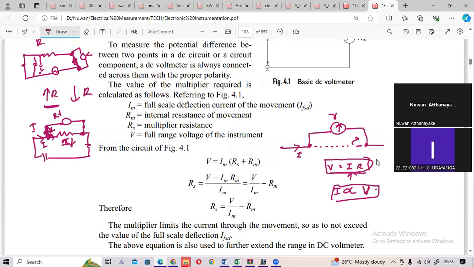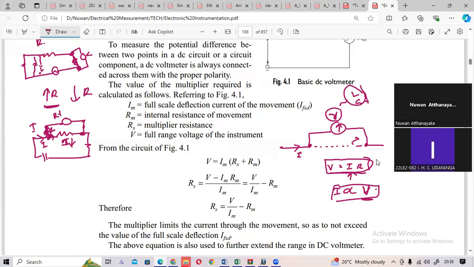Here it has a resistance, but inductance and capacitance values are also there. This is not good, but this inductance and capacitance will be very low. So nearly you can measure voltage also using this setup.